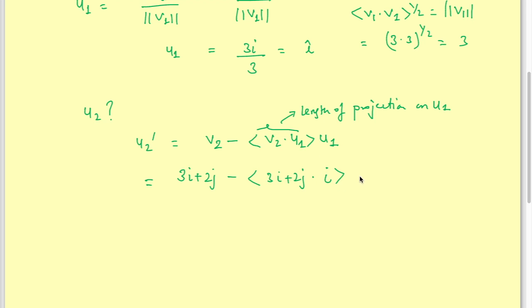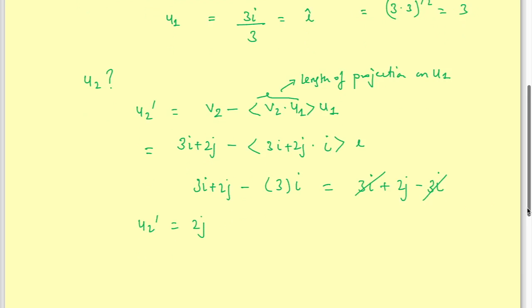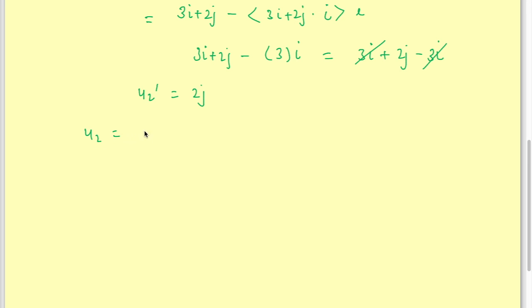u1 is nothing but i. So what it will give me here is 3, and 3 into i. So this and this will cancel, which gives u2 dash is nothing but 2j. Okay, now u2 is u2 dash upon the norm of u2 dash, that is the length of this vector. So it is nothing but 2j upon 2, which is nothing but j.